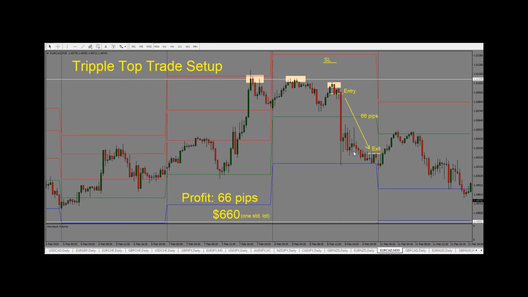And here we see that price is trying to go lower, but for several hours here, it's not able to do so. So once we get this bullish engulfing candle close here, or this one here, this is a good time for us to exit the trade. From entry to exit here, we get 66 pips in our trade. So our profit is 66 pips, or $660 when trading 1 standard lot.